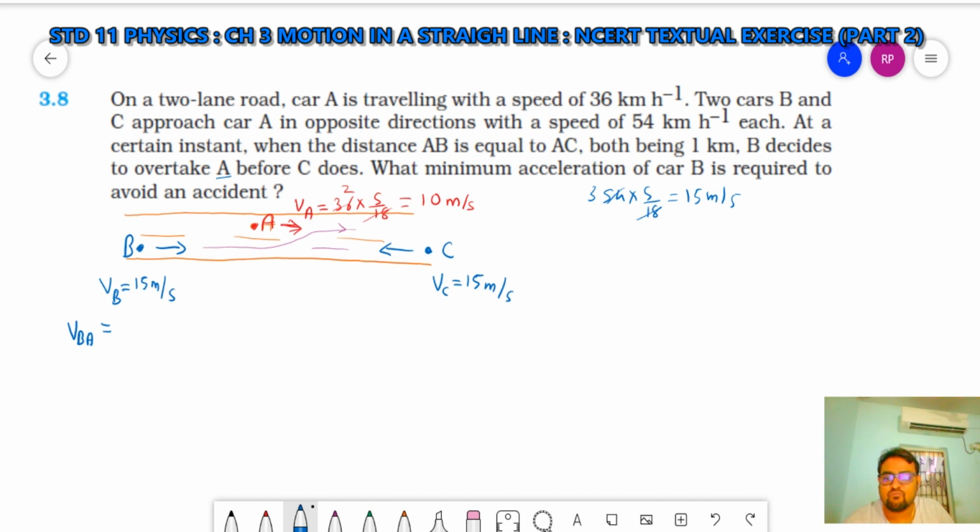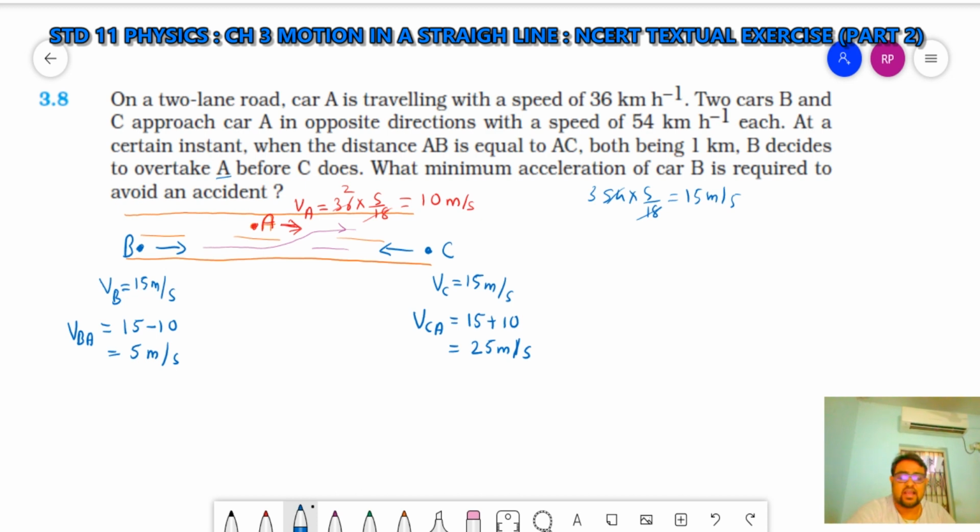So relative speed of B with respect to A is 15 and 10. As it is in the same direction, 15 minus 10, this will be equal to 5 meter per second. Relative speed of C with respect to A. Now see, C with respect to A, both are in opposite direction, so you have to add it. 15 plus 10, that will be equal to 25 meter per second.